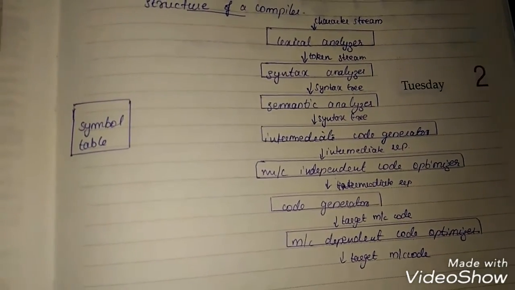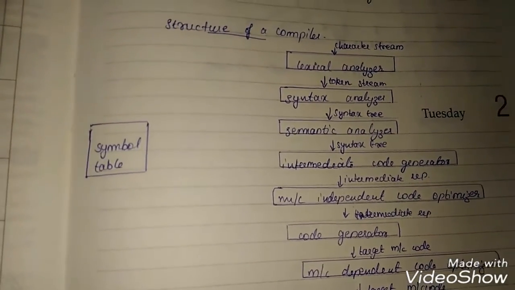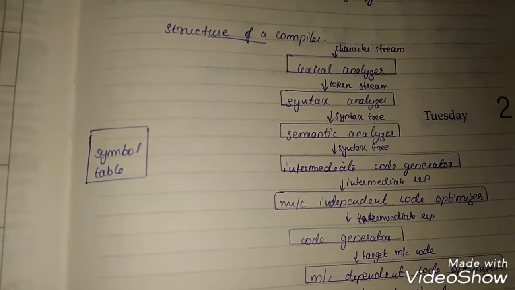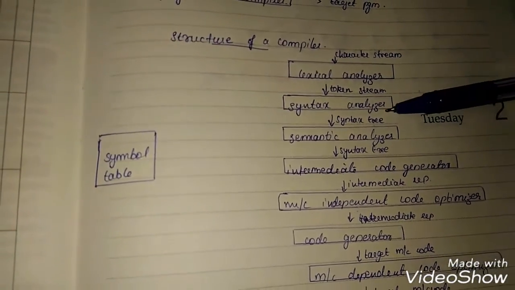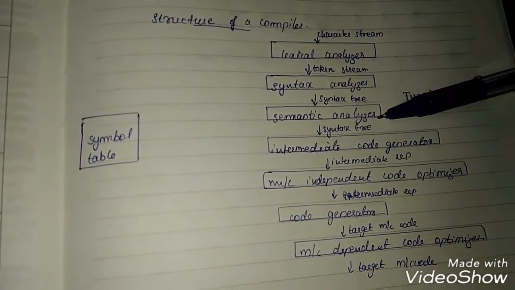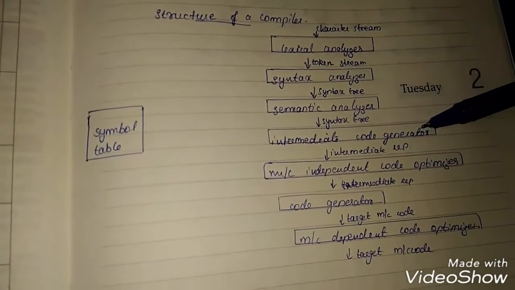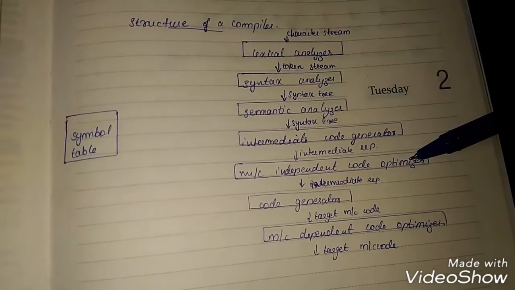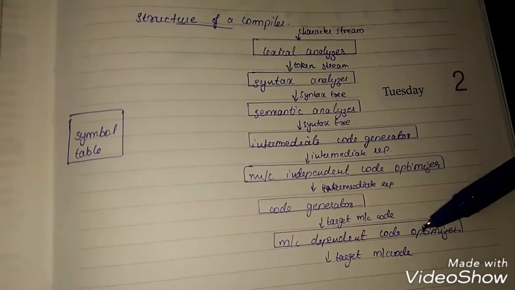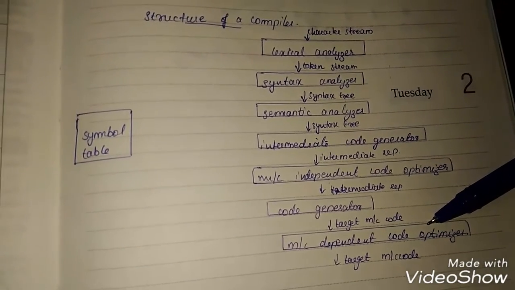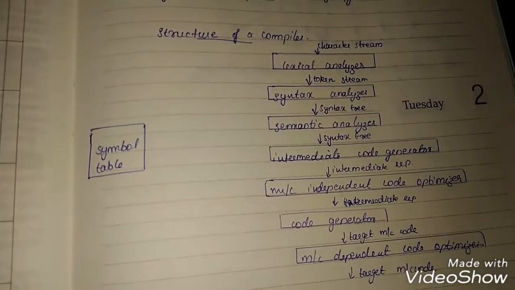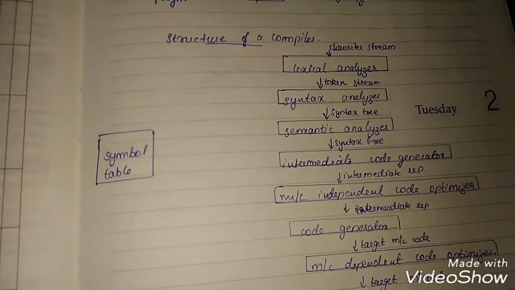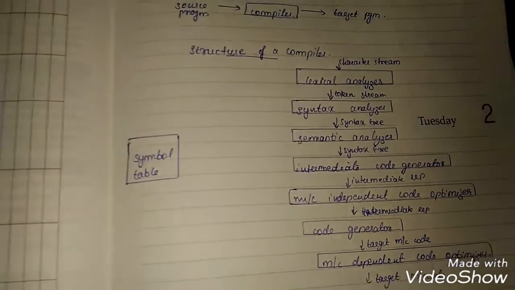The various phases of a compiler would include the first phase, the lexical analyzer, then the syntax analyzer, semantic analyzer, intermediate code generator, machine independent code optimizer, code generator, and a machine dependent code optimizer. Let us now discuss these phases in detail. Let us move on to the first phase of a compiler, that is the lexical analyzer.